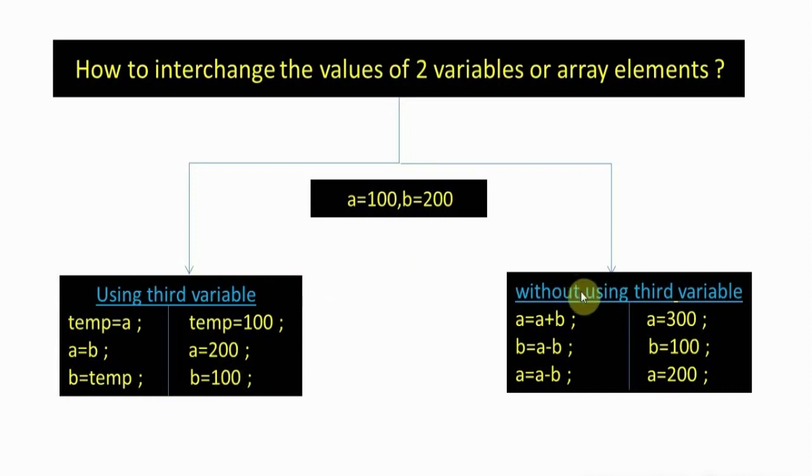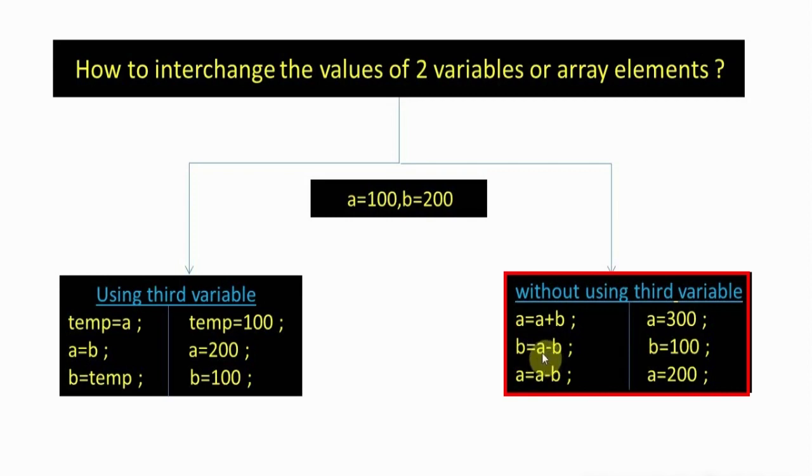Now we come to the second method, which is also very simple. This is without using a third variable. In this case, I add up the two variables and put the result into the first variable. So in this example, the sum of a and b comes out to be 300, which is assigned to a. As a second step we are going to write b = a - b. That means the output of a minus b is put into b.